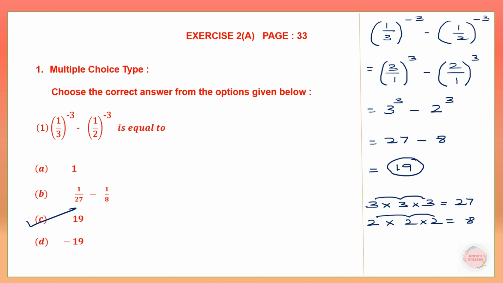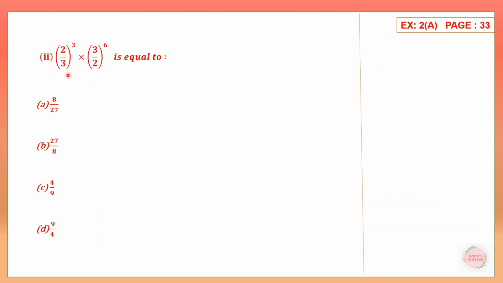Option C. Question 2. 2 by 3 the whole raised to the power of 3 into 3 by 2 the whole raised to the power of 6 is equal to which of these options is the question. Now let's work this out in the working column. So here what do we have? We have 2 by 3, the whole thing is raised to the power of 3, into 3 by 2, the whole thing is raised to the power of 6.